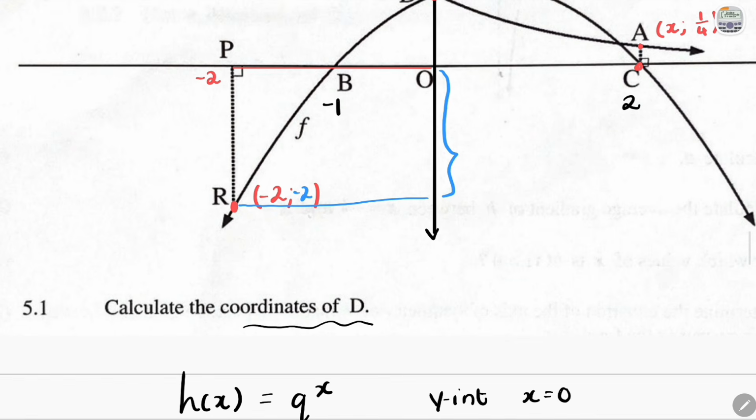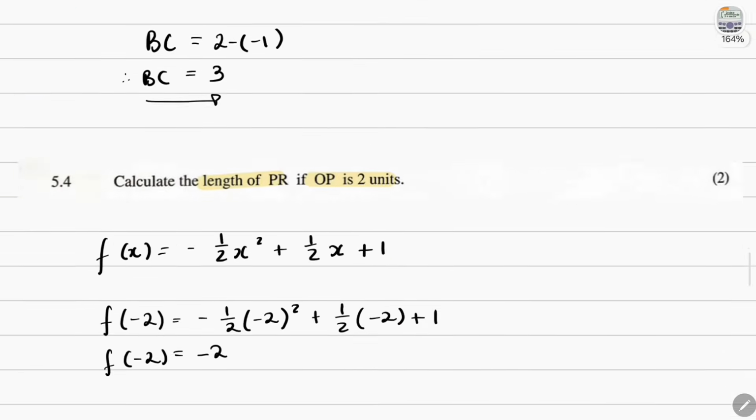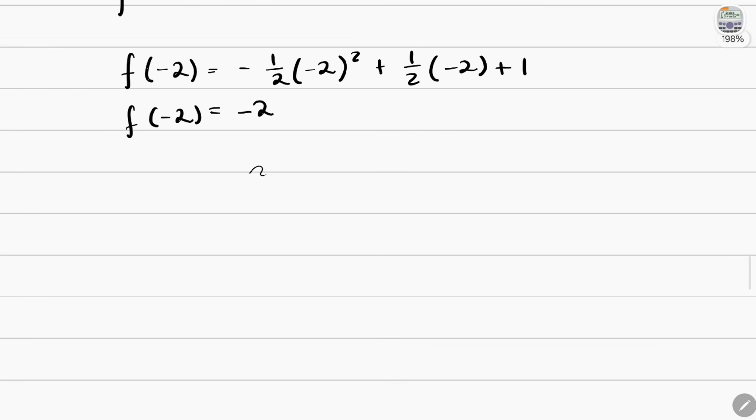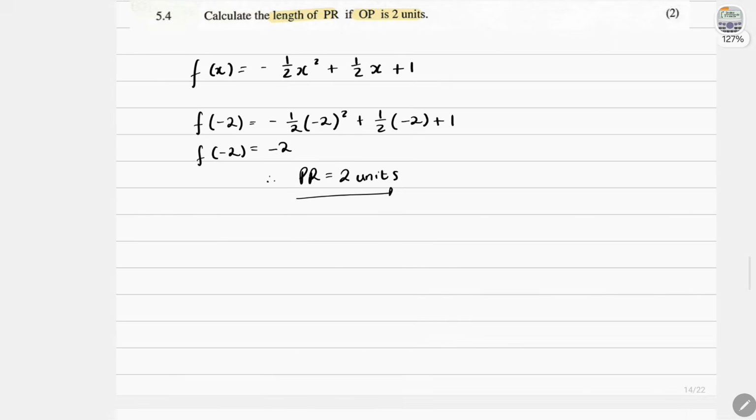So if this is negative 2, what is the length of PR? PR is simply, because it's 0 to negative 2, it's 2 units. Okay, so there we go. We can finally tell them that PR is therefore 2 units. PR equals 2 units. And that is our answer.